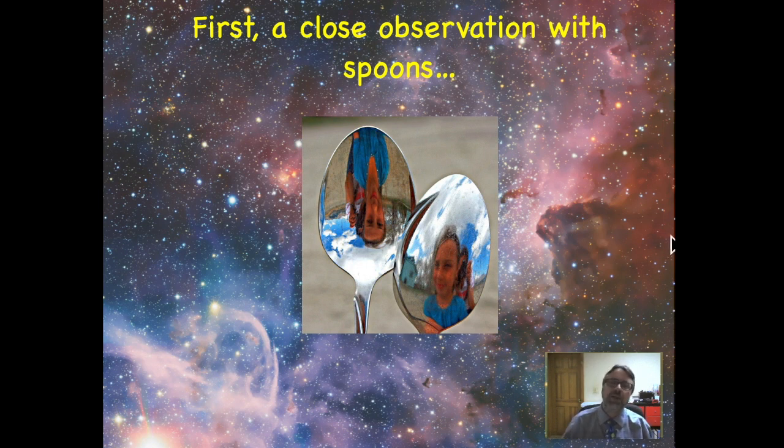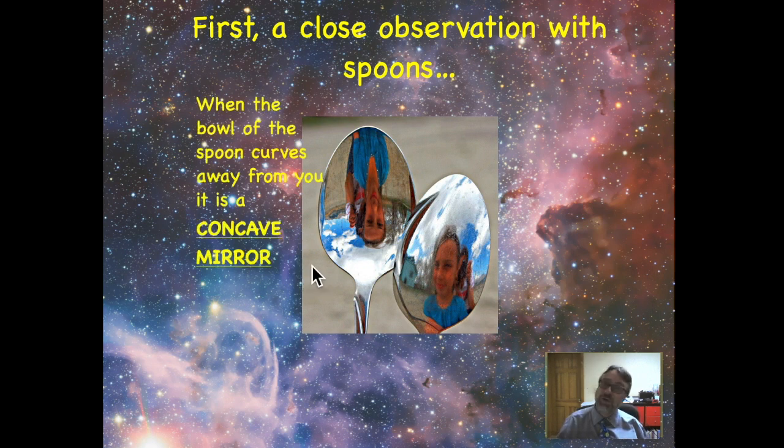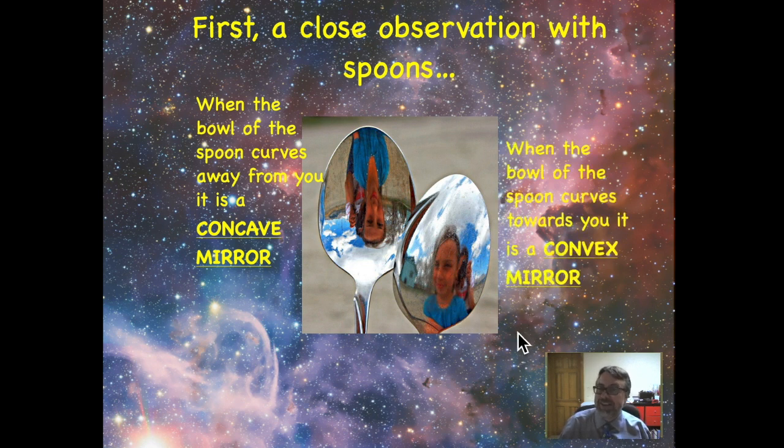So here in this image, we see in one reflection, the person seems upside down, and in the other reflection, the image is not upside down. Now, why would that be? Well, when your image is upside down, you're looking at the spoon when it curves away from you. The bowl of the spoon is curving away from you. In this case, the spoon is acting as a concave mirror. But when the bowl of the spoon curves towards you, that spoon is acting as a convex mirror. So depending which way it curves, you get a very different reflection.